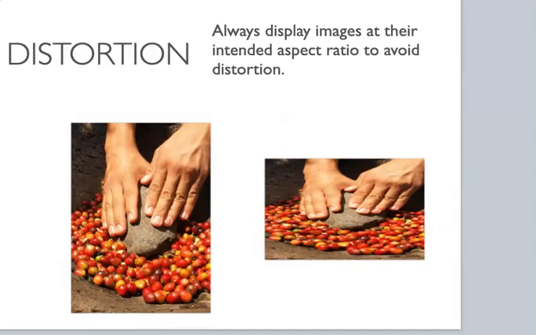As you're building this, you can use images. Hooray! Make sure you do not stretch your images. This one on the right is stretched. It does not keep the aspect ratio, right? So the hands look wider, and those little cherries, I think that's actually coffee.